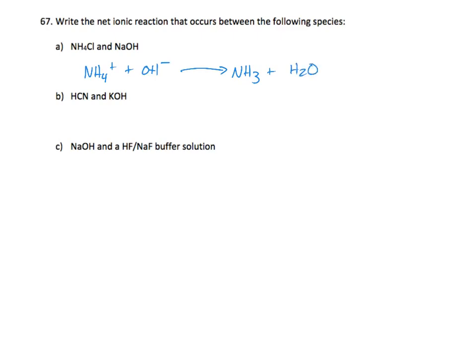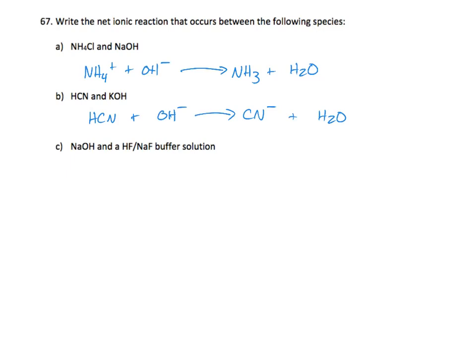HCN and KOH. HCN doesn't have spectator ions, but KOH does. It'll react with hydroxide to make cyanide, as well as a molecule of water.